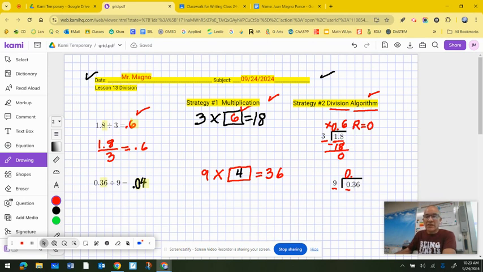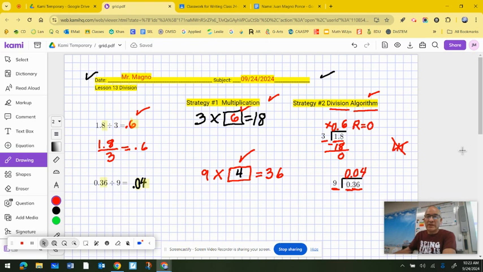Then you ask yourself, how many groups of 9 can you make out of a 3? And the answer is 0, right? Again, if you have 3 items only, you cannot make a group of 9. So we write a 0. Now we're going to group this all together and regroup it and ask ourselves, how many groups of 9s can you make out of 36? And the answer is already here, 4. So then you write the answer, 4.